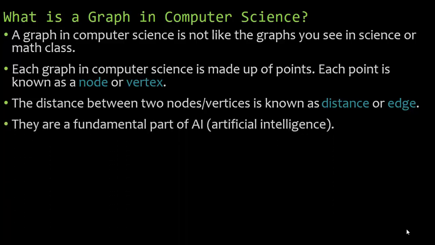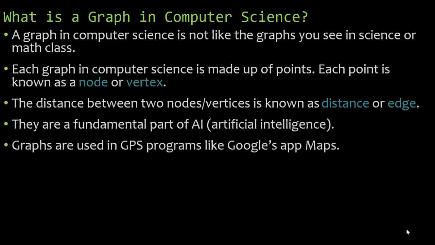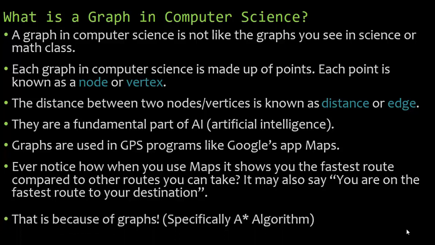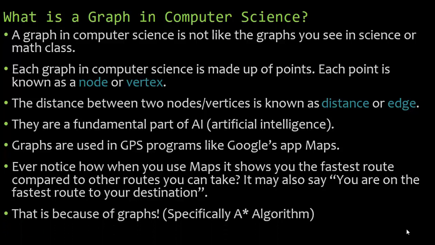They are a fundamental part of artificial intelligence. Graphs are used in GPS programs like Google's Maps app. Ever notice how when you use Maps, it shows you the fastest route compared to other routes you can take? It may also say you're on the fastest route to your destination. Well, this is because of graphs. When it says you're on the fastest route, that's specifically using the A-star algorithm, which we'll get into in the next video.